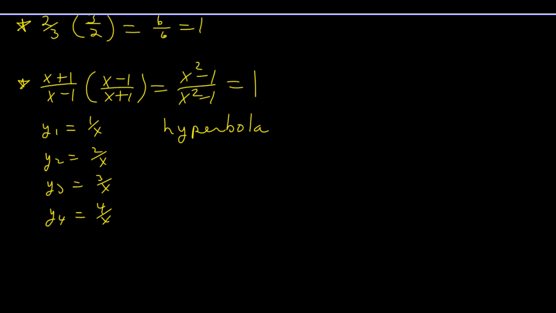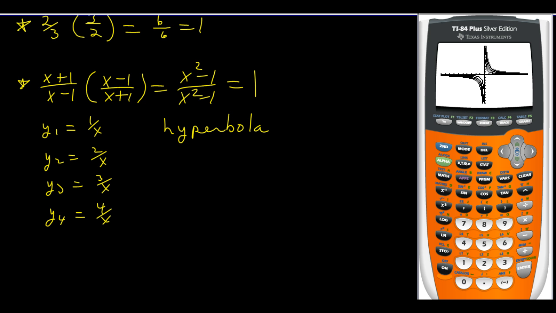Notice that there were two parts of the graph. There was a part that was in the first quadrant and a part that was in the third quadrant. I also want you to notice that they don't actually cross either the x-axis or the y-axis.